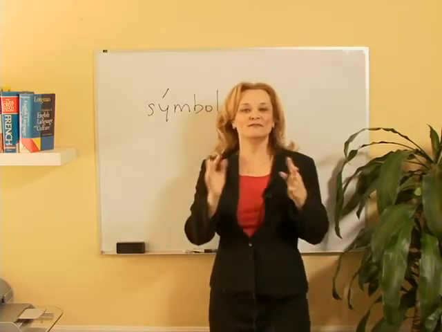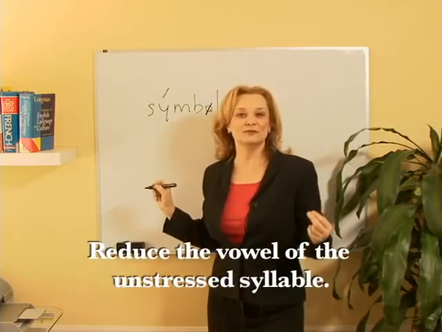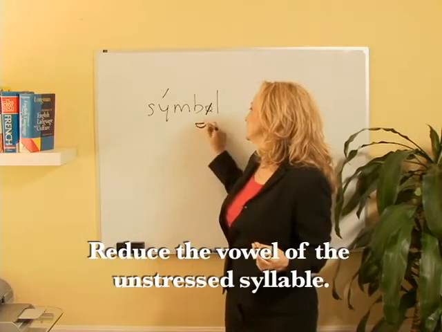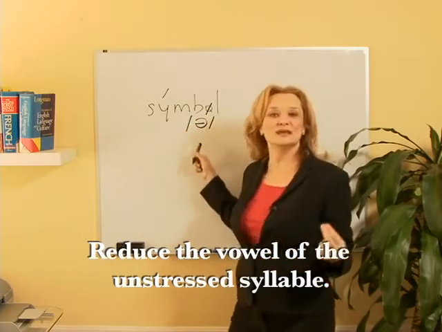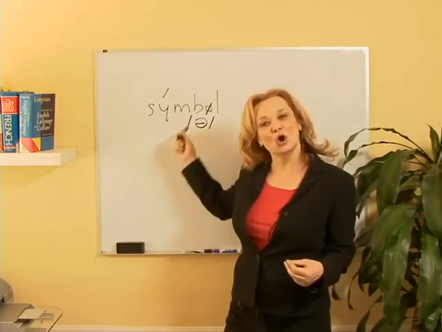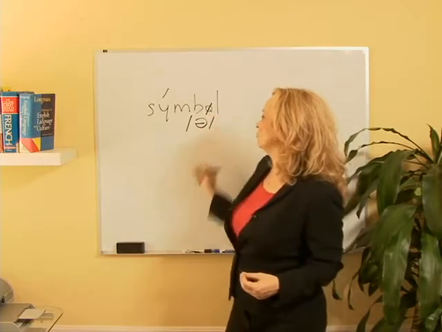When we have a reduced vowel, we don't pronounce it fully. We don't say symbol with a full O. We reduce it and we pronounce it as a. Symbol. Symbol. So the O changes. Let's look at another ending with O.